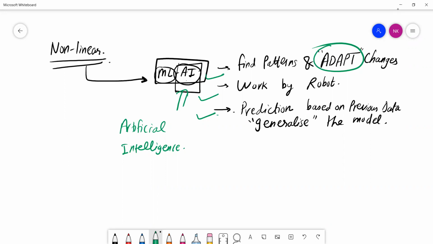But if I want the same task to be done by some robot or by a machine, should I be praying to God, please God, give this robot some intelligence because I want this robot to work on my behalf? No. What I will be doing is transferring the human intelligence to the robot.